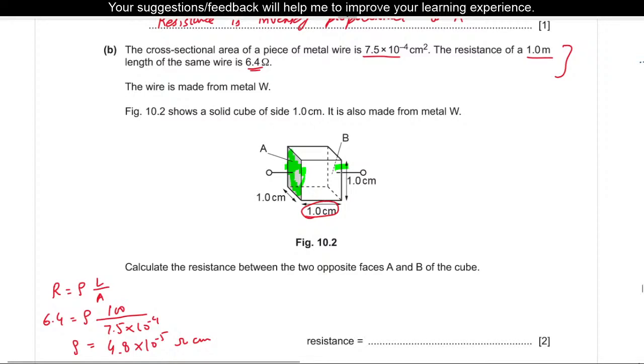Now we have found the resistivity from this data. Now we will come to this cube. R is equal to rho L over A. Rho is, we have just found, 4.8 into 10 to the power minus 5. Length is 1 centimeter and area is 1 into 1 centimeter. So resistance will be equal to 4.8 into 10 to the power minus 5 ohm.